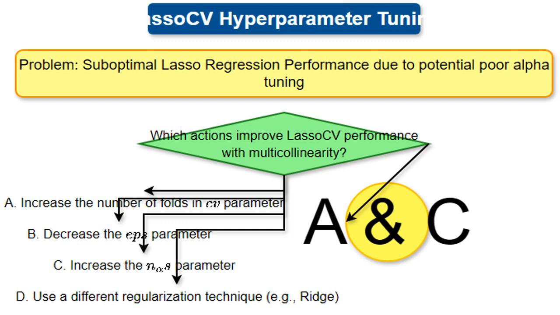After analyzing all options, I've found that increasing the number of folds and increasing the number of alphas are the best approaches to improve the model's performance. They directly address the potential for poorly tuned alpha, the likely cause of the poor performance.